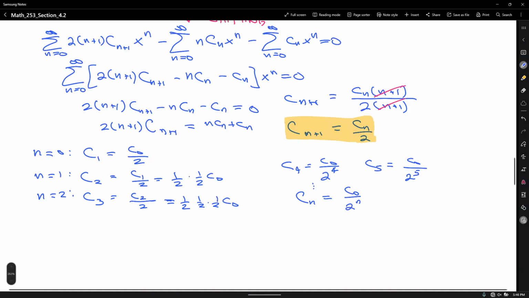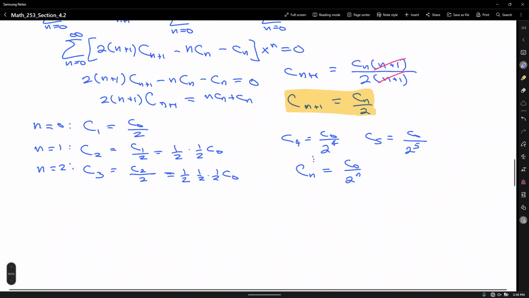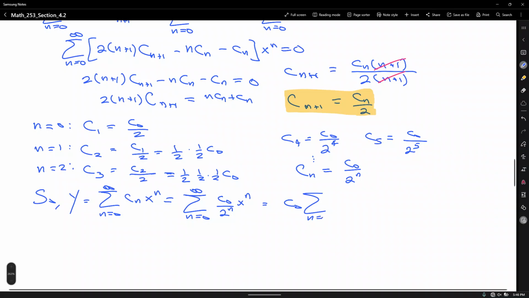Okay, let's go back to the series. So y equals the sum from n equals 0 to infinity of c sub n x to the n. But what's c sub n? So the sum from n equals 0 to infinity of c sub 0 over 2 to the n times x to the n. And guys, this is actually the solution as a series, for real. Maybe just take out the constant c sub 0: the sum from n equals 0 to infinity of x to the n over 2 to the n. Final answer.